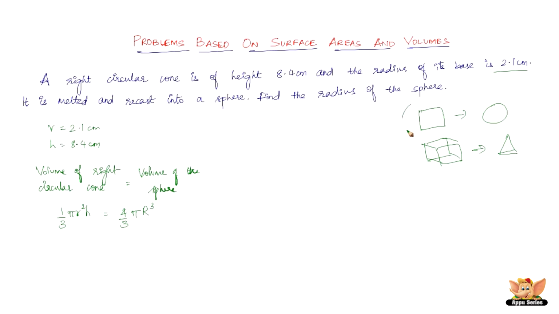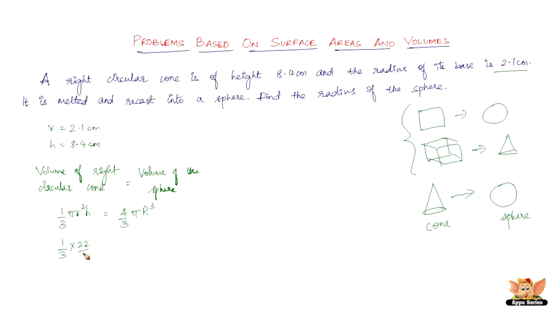So yeah, this is just an example. What we're doing here is actually a cone transformed to a sphere, all right? Cone to sphere, so the volume is going to be the same. So here we've equated it. So let us substitute the values.